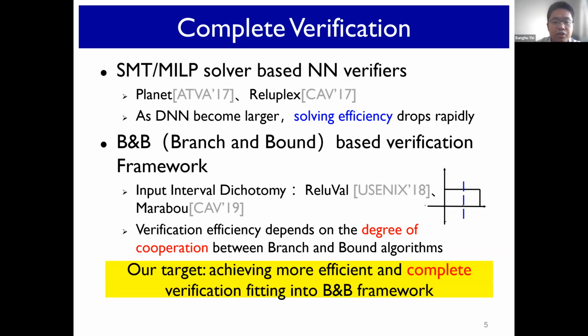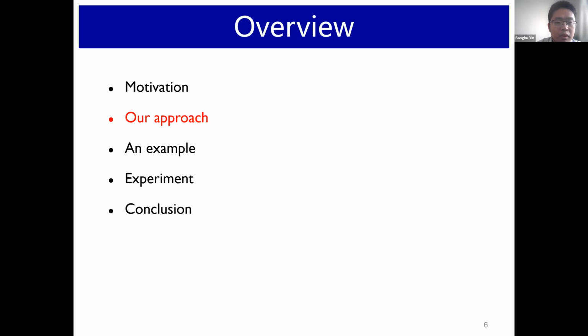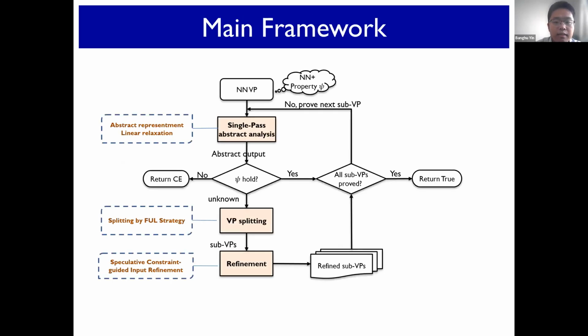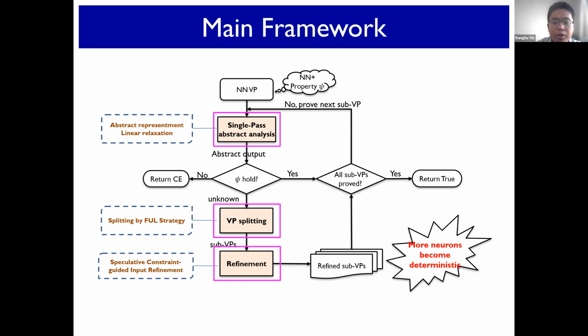Our target is achieving more efficient and complete verification fitting into the BaB framework. Our framework firstly takes a single pass abstract analysis. If the property is proved, then return. Otherwise, we do splitting and refinement, which make more neurons become deterministic. For each sub-verification problem, we repeat the above procedure until all sub-problems are verified to be true or counterexamples are found.